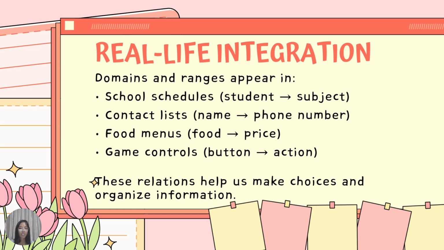So these examples show that domain range relationships help us understand how things are connected. This is why analyzing ordered pairs is useful beyond the classroom.